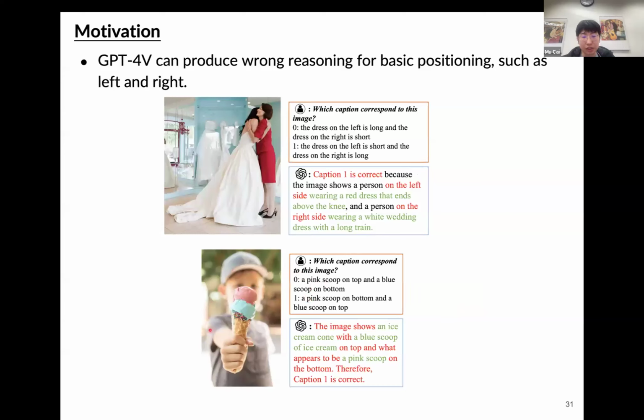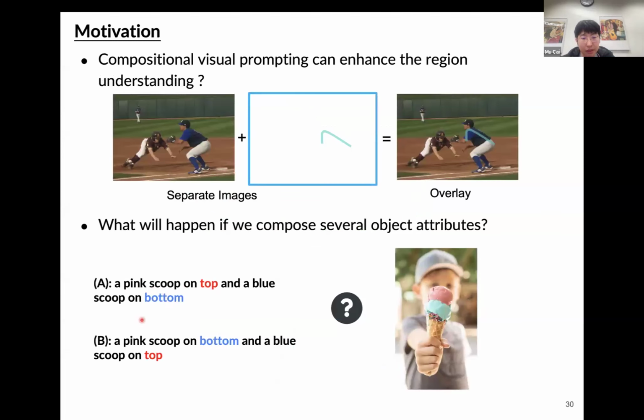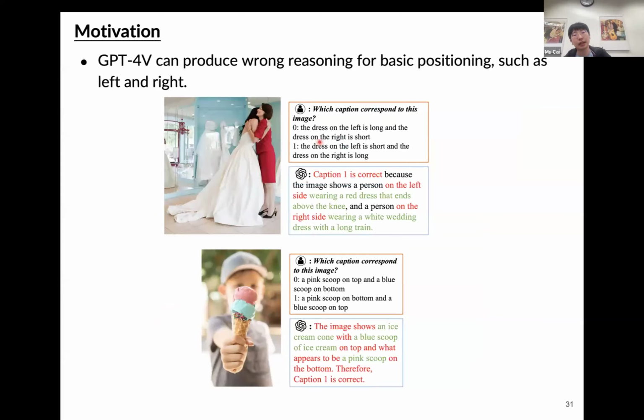Like the example shown below. GPT-4 can make some reasoning and then tell us, therefore, caption one is correct, where caption one is definitely wrong. A similar thing happens with positional understanding and attribute understanding. In the above case, the model needs to determine the relative position of the white dress and the red dress. But GPT-4 still makes mistakes about this.